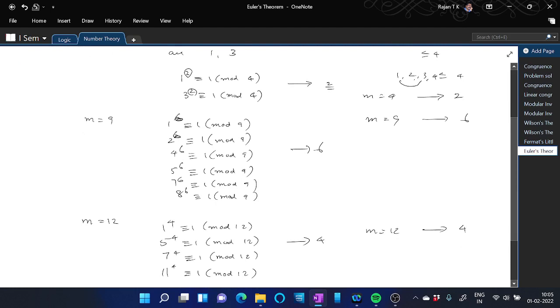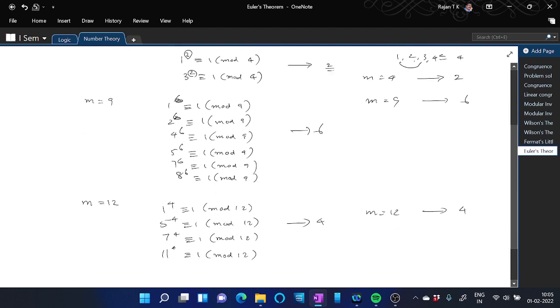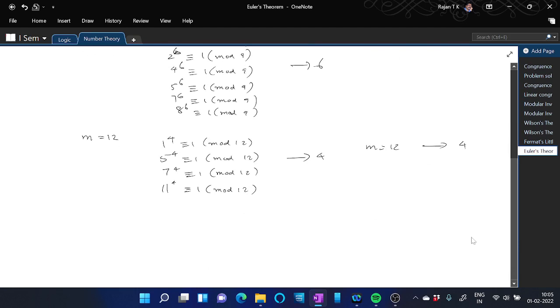Now what are these actually? 2, 6, 4 corresponding to 4, 9 and 12, etc. And here we get a number called Euler's phi function. Now let us define what is Euler's phi function.